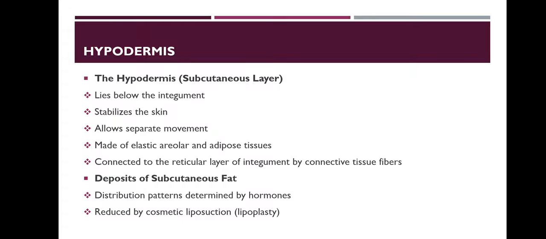Next, the hypodermis, that is the subcutaneous layer, which lies below the integument and stabilizes the skin, allowing separate movement. It is made up of elastic, areolar, and adipose tissues, connected to the reticular layer of the skin by connective tissue fibers. Deposits of subcutaneous fat, that is the distribution patterns of fat, are determined by various hormones, and this subcutaneous fat can also be reduced by cosmetic liposuction, that is lipoplasty, the surgery through which fat is removed from our body.